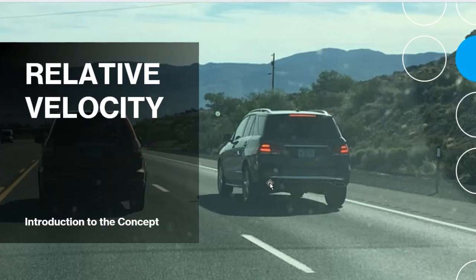So velocity, we said, is the displacement within a particular time period. That's what velocity is about. But then what does relative velocity mean?